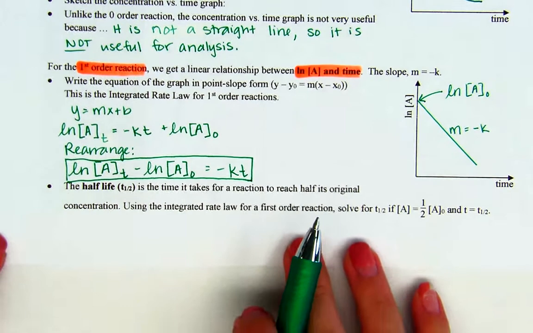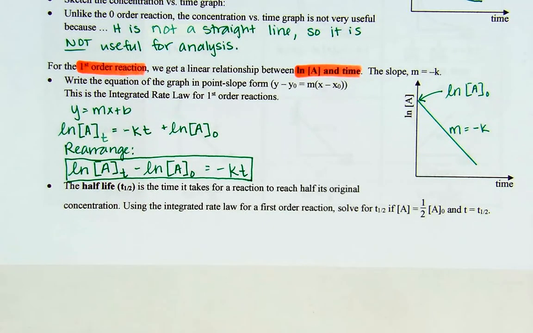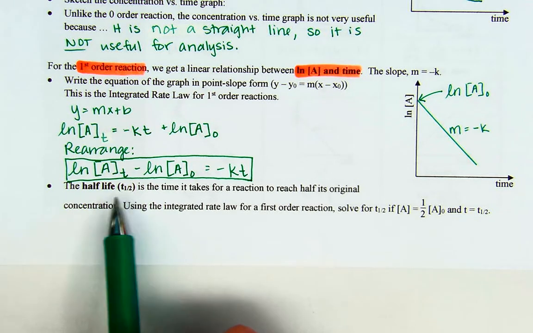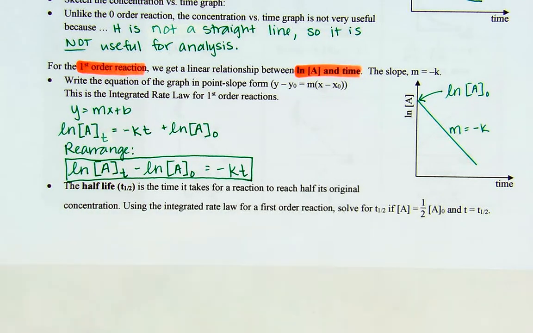So there is a special case of first order reactions called the half-life. So the half-life is the time, t 1/2, it takes for the reaction to reach half of its original concentration. So if you started at a 10 molar concentration, it's the time it takes to get to 5 molar. And then there's another half-life to get to 2.5 molar, and then another half-life to get to 1.25, and so on and so forth.